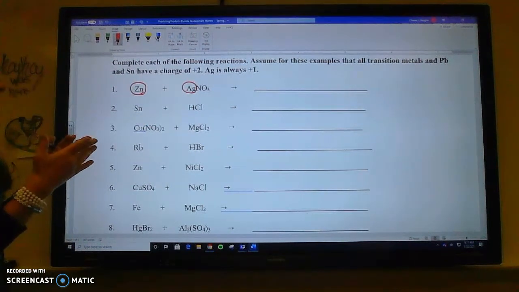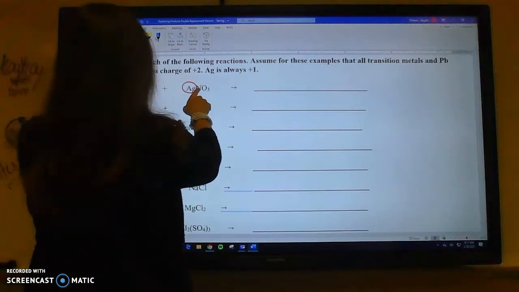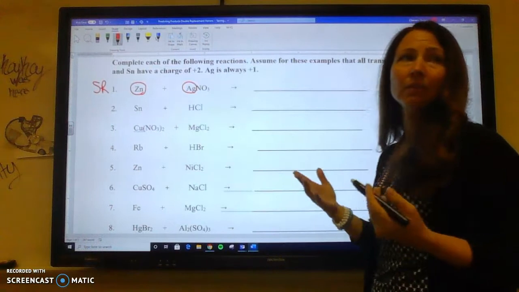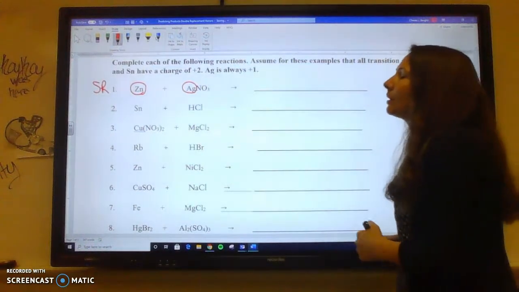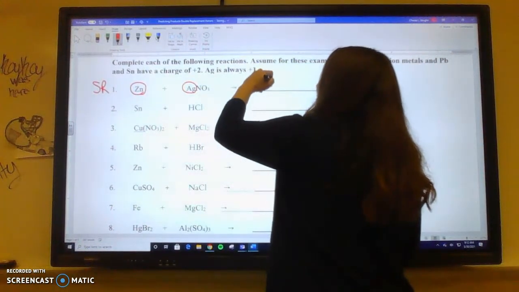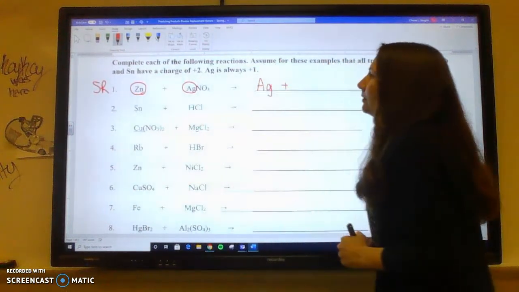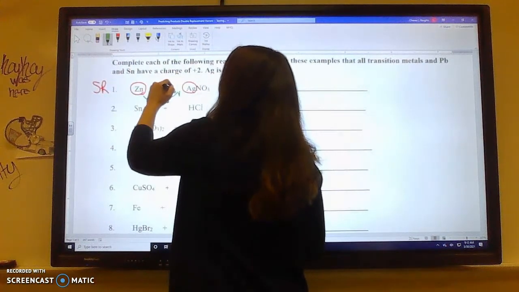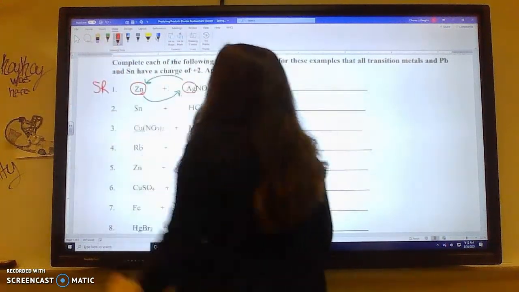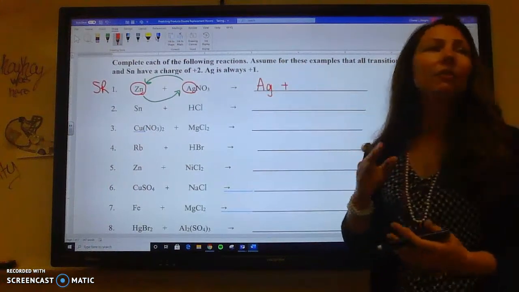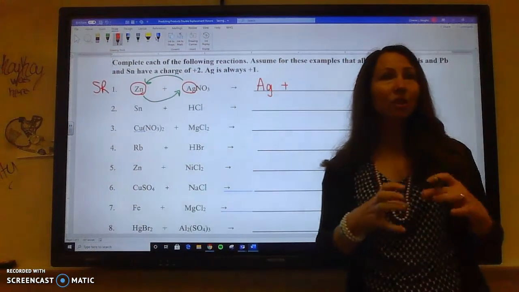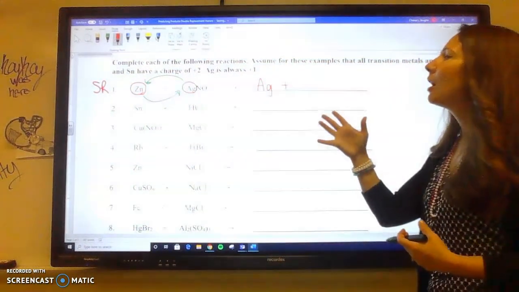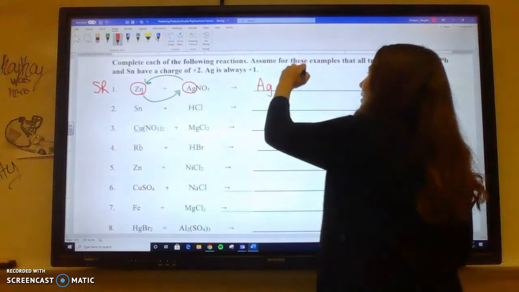So what we're going to do is make our product, and this is a single replacement because zinc is single, so you know you're going to have something single over here. Silver is going to be our first product that is just by itself because zinc was by itself. Let me go ahead and make little arrows to show you what's happening here. And so we have silver by itself. Remember, if it is a metal, it's just written by itself, no subscript of a 2. Moving on to the product, which is going to be zinc nitrate.